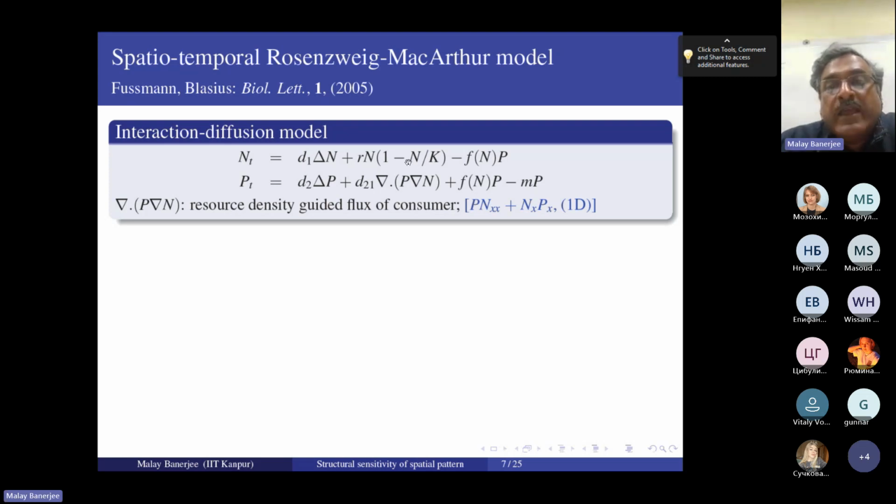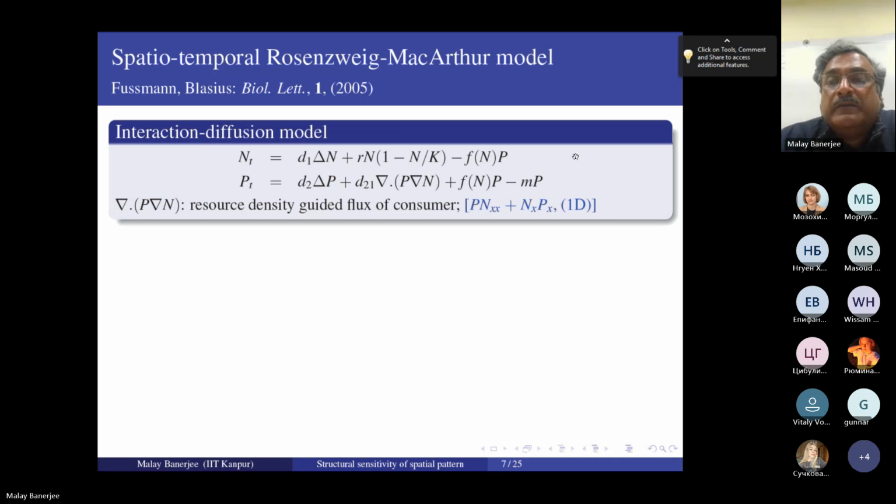And what they have shown is that for this formulation, that means this Rosenzweig-MacArthur model, instead of a particular functional response, if we choose different parametrizations of the functional response, we can see a significant change in the temporal behavior of the model. So here our intention is to consider whether the introduction of this diffusion term, with different parametrizations of Fn, can lead to some sort of structural sensitivity in the spatial or spatiotemporal pattern formation or not.